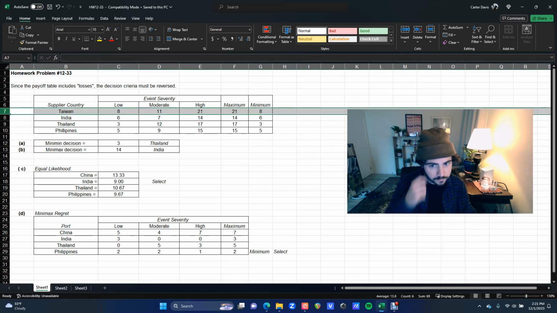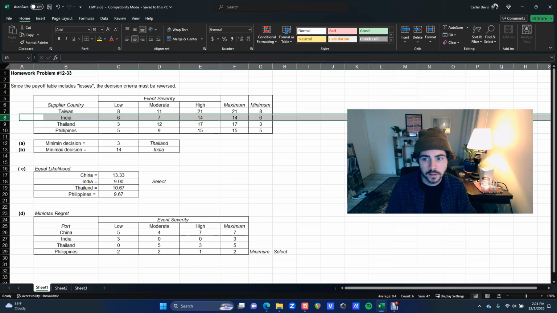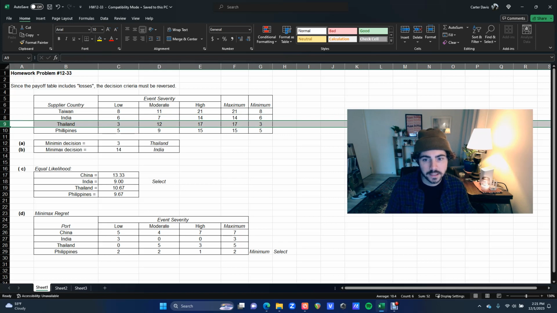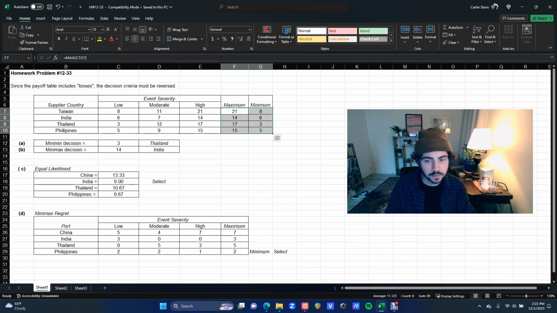For Taiwan, obviously the maximum is 21 and the minimum is 8. Pretty straightforward. India max is 14, min is 6. Thailand max is 17, min is 3. Philippines max is 15, min is 5. Hopefully all those make perfect sense.